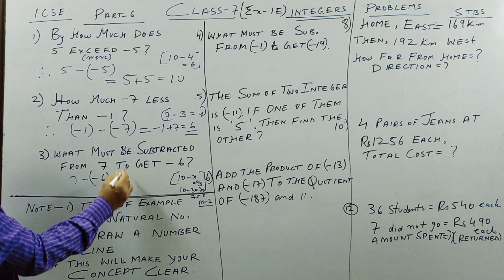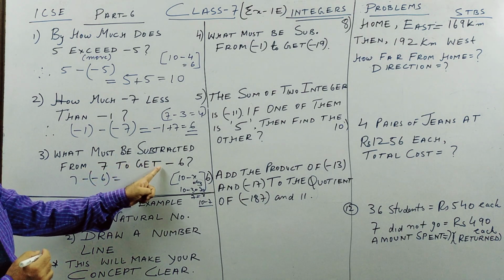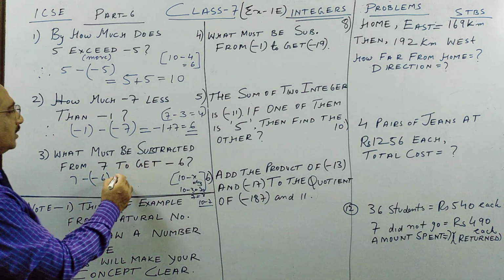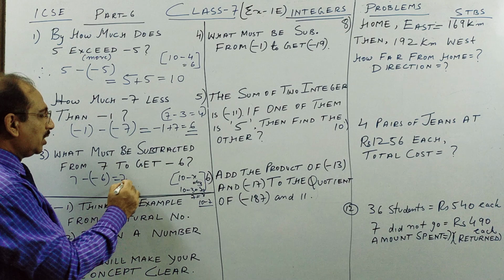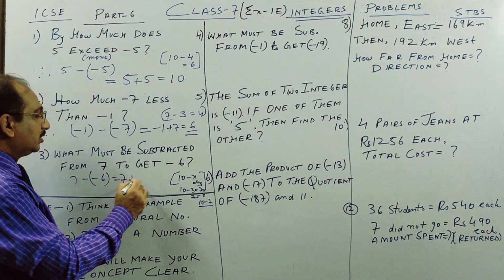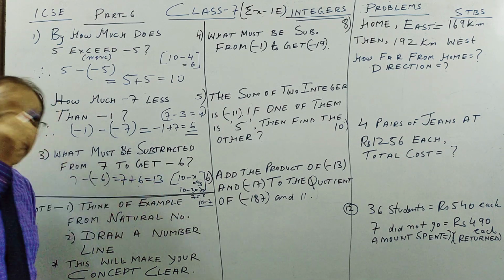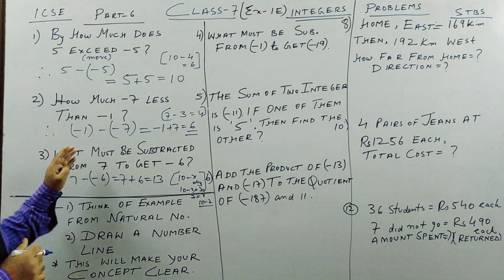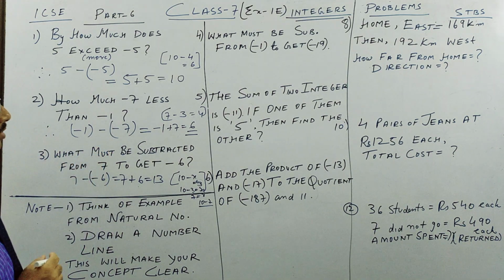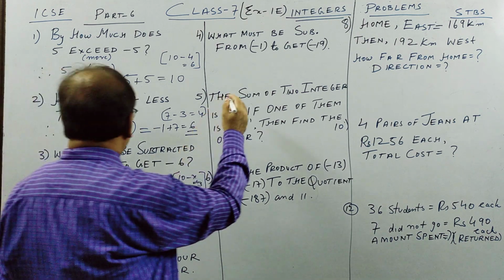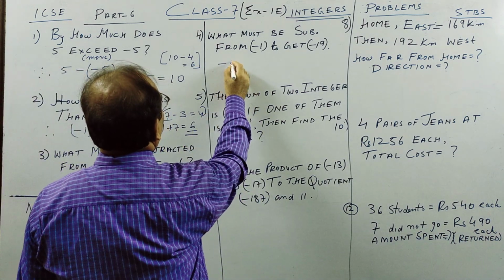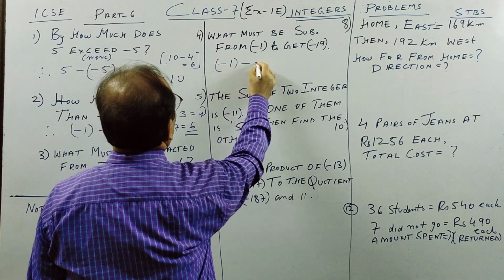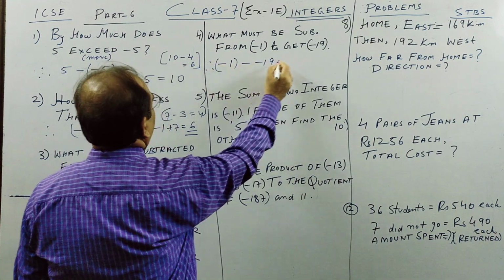So same way, how much must be subtracted from 7 to get minus 6? So again minus minus plus, I told you only the sign. The answer is 13. This I'll explain in the end with the help of a number line. Same way, what must be subtracted from minus 1 to get minus 19?